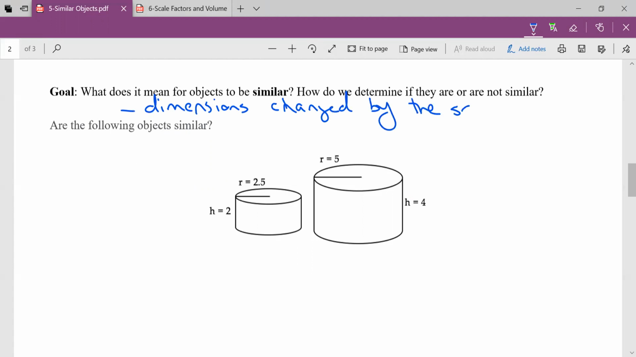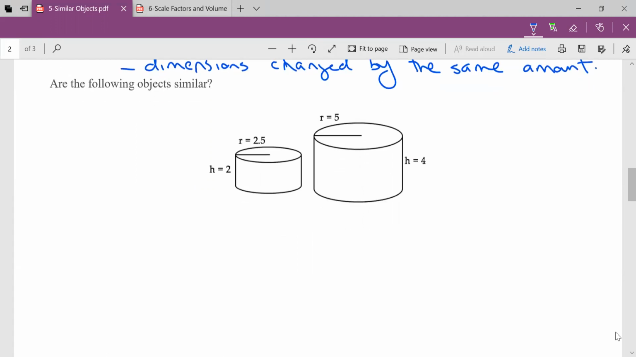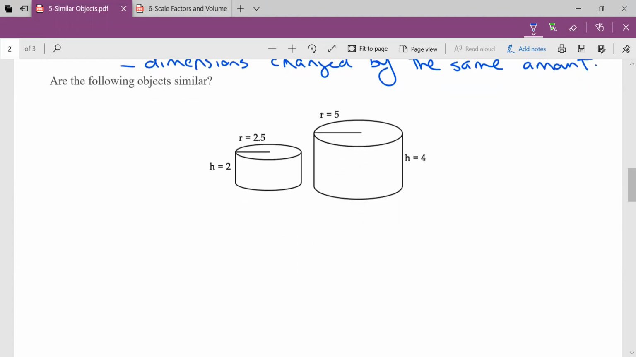Now, the good news is it's actually really easy to tell if two objects are similar or not. So for instance, let's consider these two cylinders. Are these two objects similar? What I'm going to do is compare the heights to each other, and then compare the radii to each other, and find the scale factor.